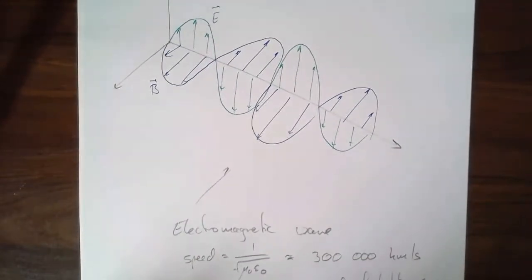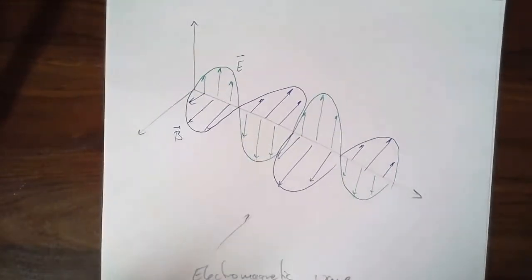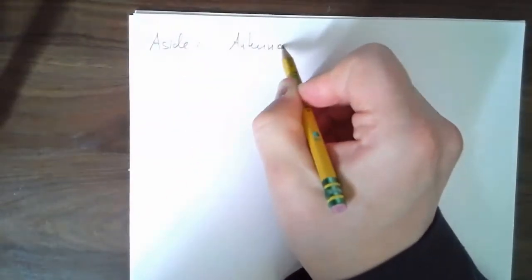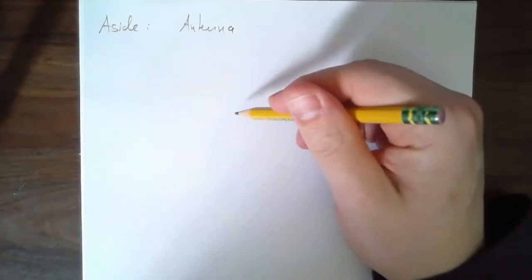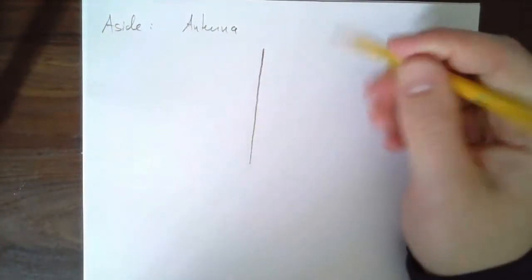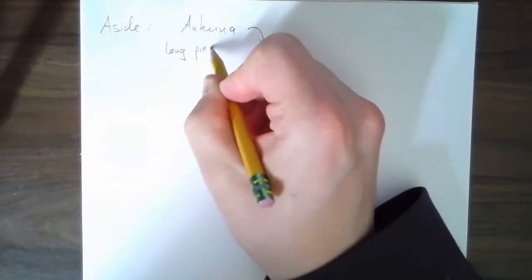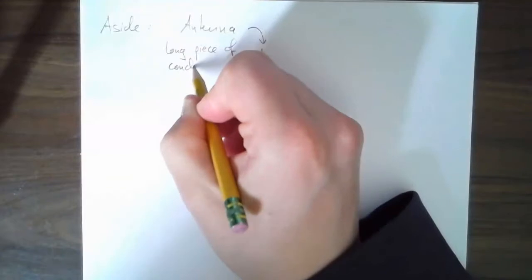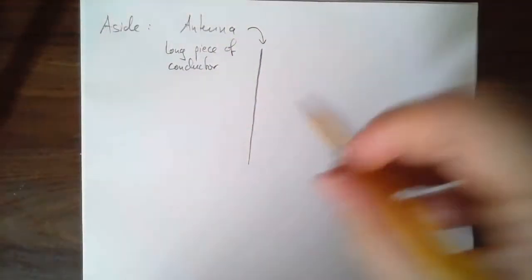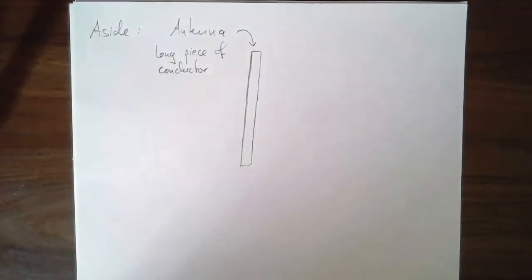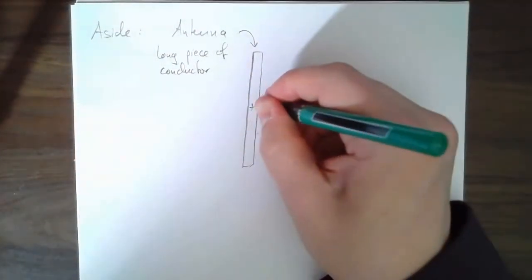And why can we see them? Why can we detect them? So one example you might think of is an antenna. So let's say it'd be a little aside. Talk about antennas. What's an antenna? An antenna is a long piece of metal, a long piece of a conductor. So what happens inside the conductor? Well, imagine inside the conductor there are some charges. There's a positive and there's a negative charge.